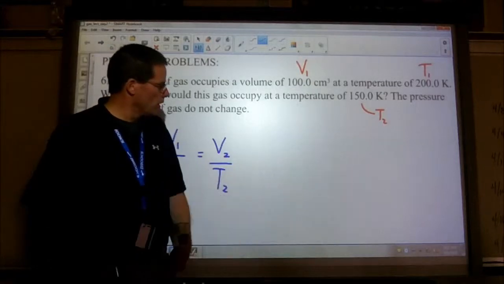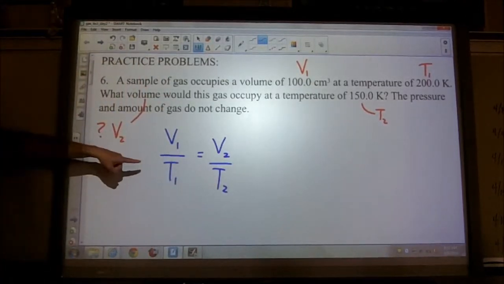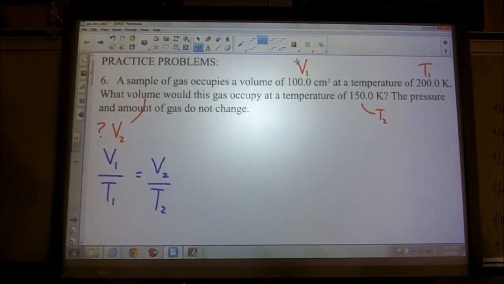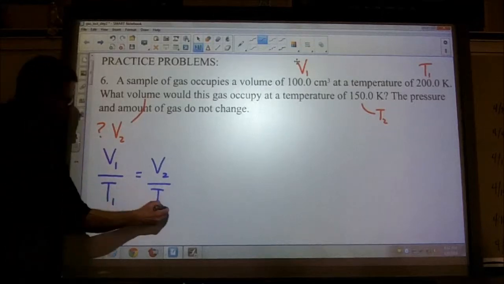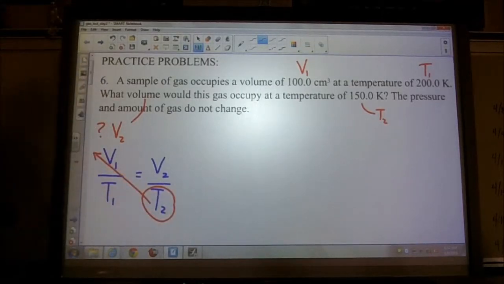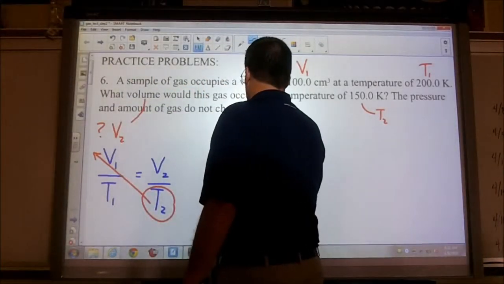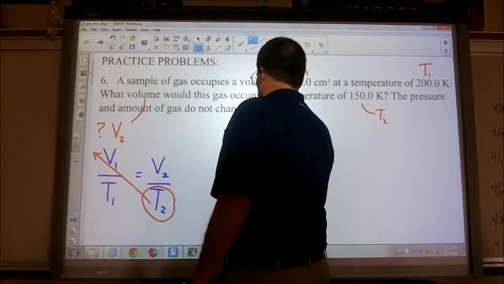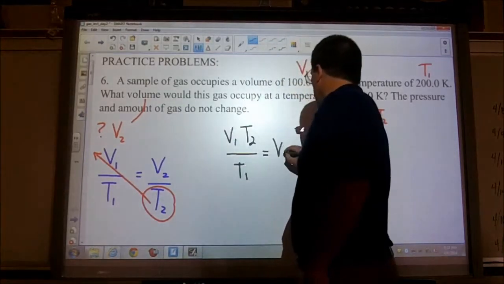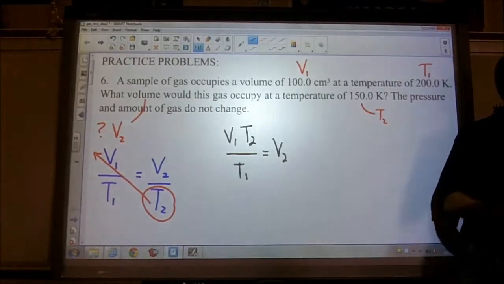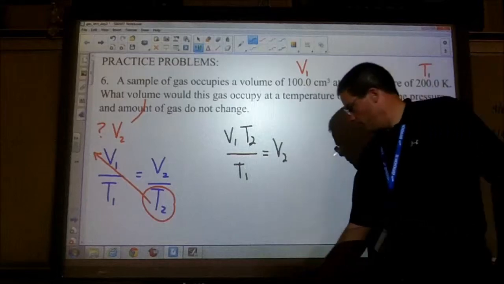The top one. So this one, we're going to get out of there. We don't need it. We're going to use this one. Now we want to rearrange the variables before we start plugging anybody in. I know V1 and T1, so these are going to stay put. I'm looking for V2, so I need to multiply T2 on both sides. So now my equation looks like this: V1 times T2 over T1 is equal to V2. That's the hardest part of this whole problem, rearranging the variables. Because once you've rearranged the variables, now we just plug the values in.